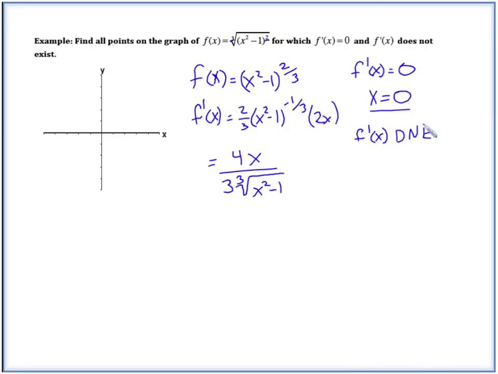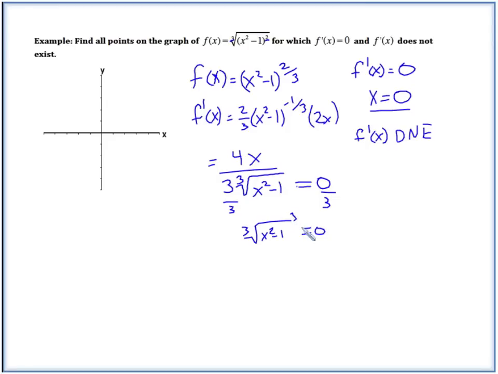And we want to find where the derivative does not exist. What would make the derivative not exist is if this were undefined, and we know that it's undefined when the denominator equals 0. So we want to find where 3 cube root of x squared minus 1 equals 0. We can divide the 3 out of there, which doesn't change anything. Now we have cube root of x squared minus 1 equals 0.